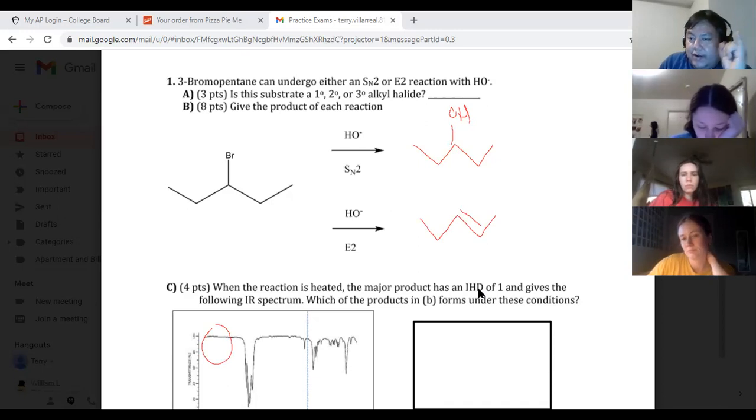The degrees of unsaturation or IHD is 1, so there has to be a double bond. The E2 product always gives you a double bond. The IR spectrum is missing this OH peak that you would see in the SN2. And what other thing is in that sentence that tells you that the E2 is favored? Heated. Yep. Heat. When you heat a reaction, you favor the elimination, Morgan. So just if you remember.